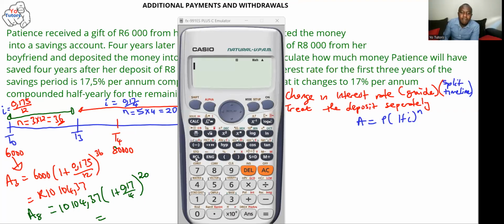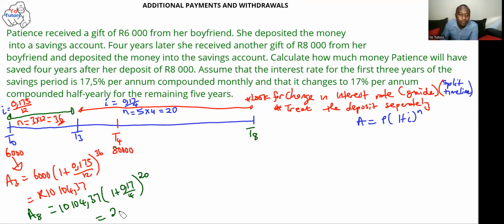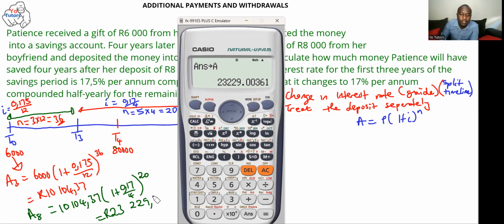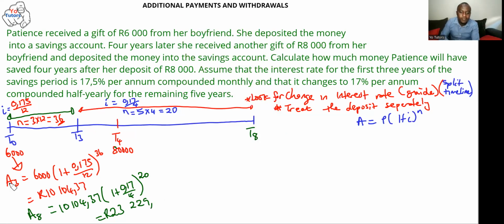What you need to do here, remember, is recall A, our value, then you say times. Let's open the bracket 1 plus 0.17 over 4. We put that there, the power of 20. Let's see what we get, it is 23,000. So here we're going to store again in A because we no longer need it. So it's going to be 23,229.00, I think. We're just going to leave it like that, okay?